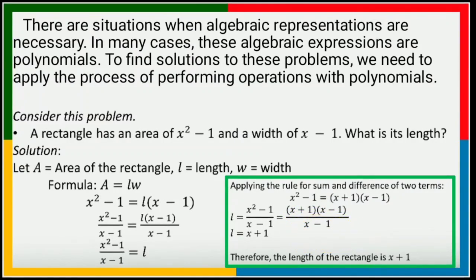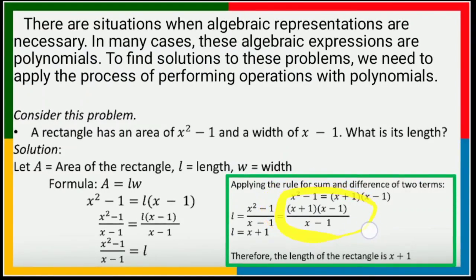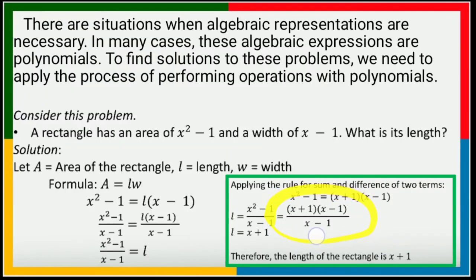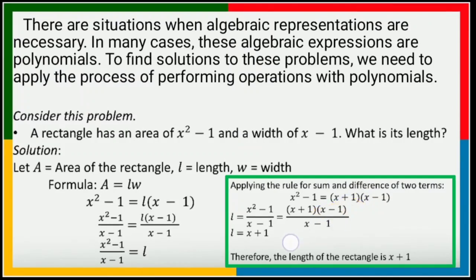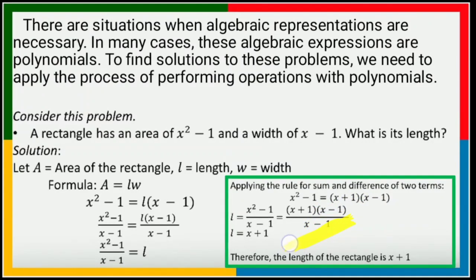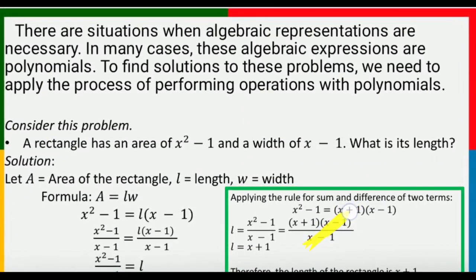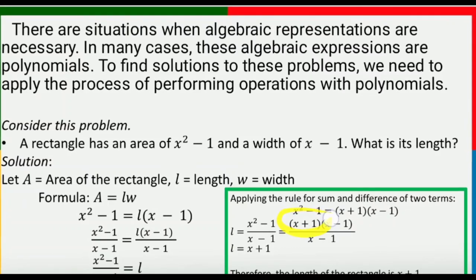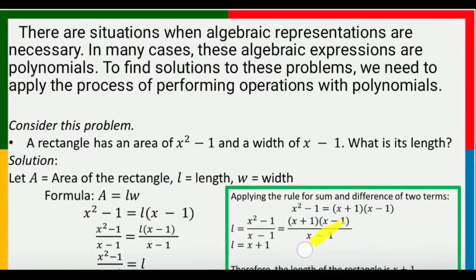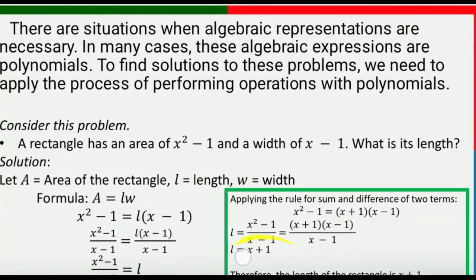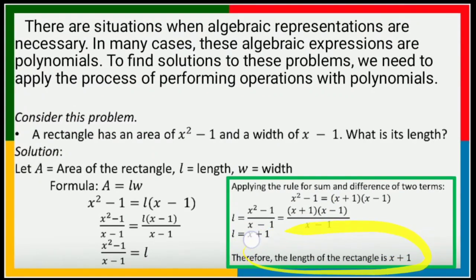What have you noticed? In division of polynomials, we can cancel the same term. As you can see, we can cancel x minus 1 on the numerator and x minus 1 on the denominator because they are the same. When we divide x minus 1 by x minus 1, the answer is 1. So x plus 1 times 1 is x plus 1, because we eliminated them. The answer is x plus 1. Therefore, the length of the rectangle is x plus 1.